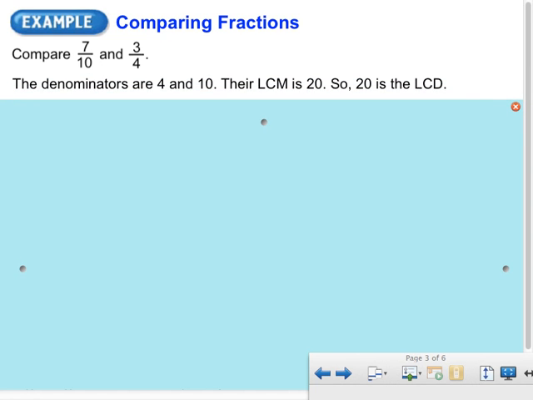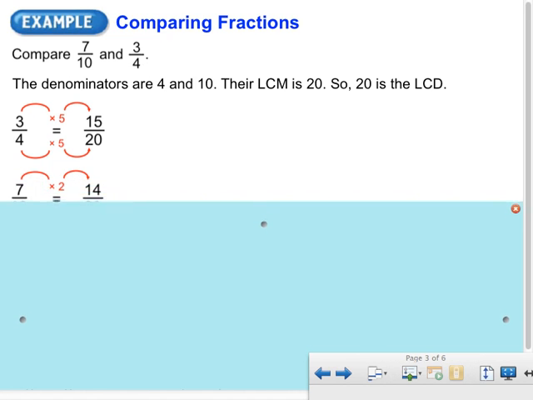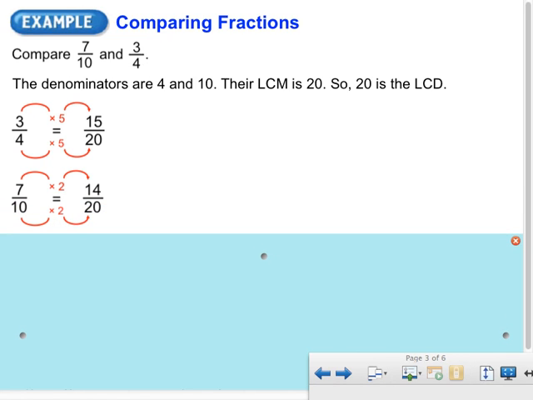Okay, so the denominators are 4 and 10. The LCM of 4 and 10, if we list those multiples, is 20. So that means the least common denominator is going to be 20. So you guys see what I did? 4 goes into 20 five times, so I multiplied both the numerator and denominator by 5. That gave me 15/20. Now for the other fraction, 7/10, since we're trying to get it to a common denominator of 20, 10 times 2 gives me 20, and 7 times 2 gives me 14.